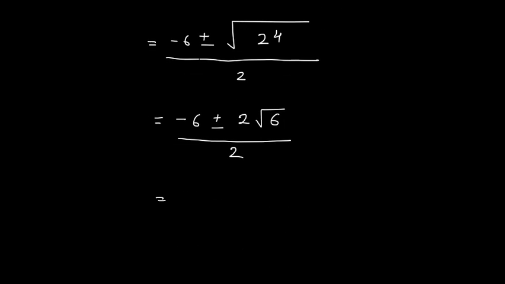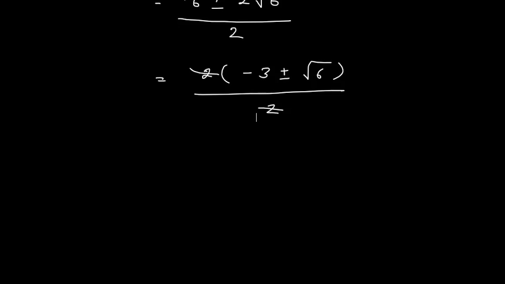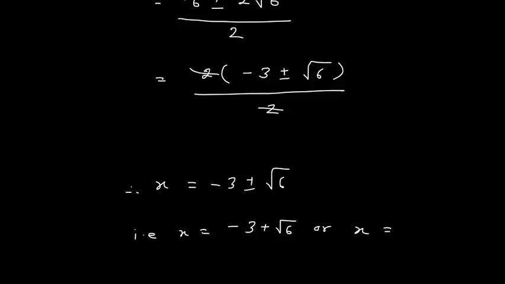So I will take 2 common from the numerator. So it is minus 3 plus or minus root 6 whole divided by 2. Now this 2 and this 2 will cancel, and therefore x is equal to minus 3 plus or minus root 6. That is, we can say that x is equal to minus 3 plus root 6 or x is equal to minus 3 minus root 6.